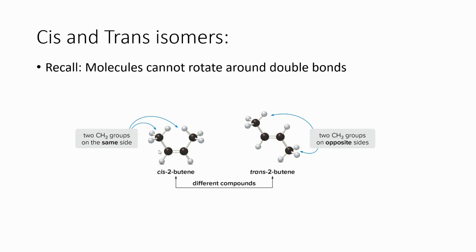Everything else is the same. Same formula. Same connectivity. We just have the groups locked above the double bond, or one above and one below the double bond. These molecules would have different reactivities, and that's why we care. They are different, they have different physical properties, different chemical properties, different reactivities.